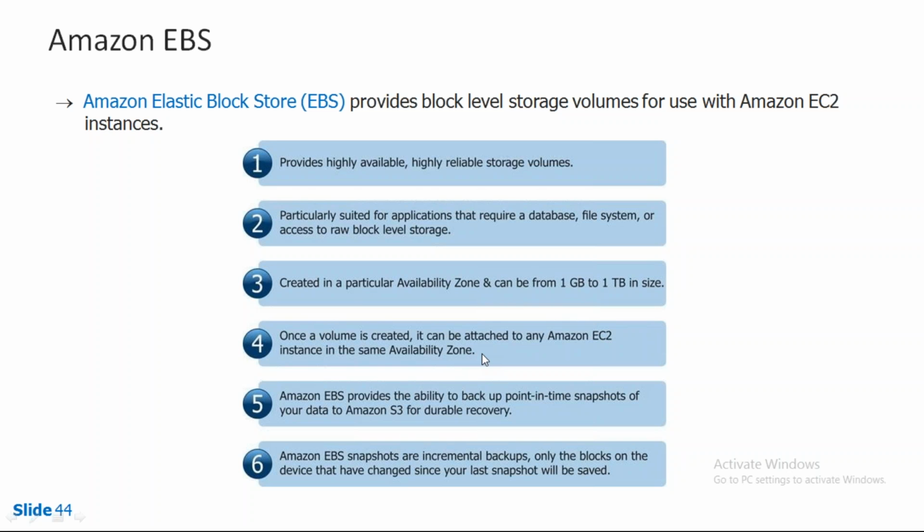Whenever a volume is created, please make sure that the volume is created in the same availability zone in which your instance is created. Then only you will be able to attach it and use it. If not, it's not possible to use. Then Amazon EBS provides the ability to back up point-in-time snapshots. We'll understand what snapshot means in some time.